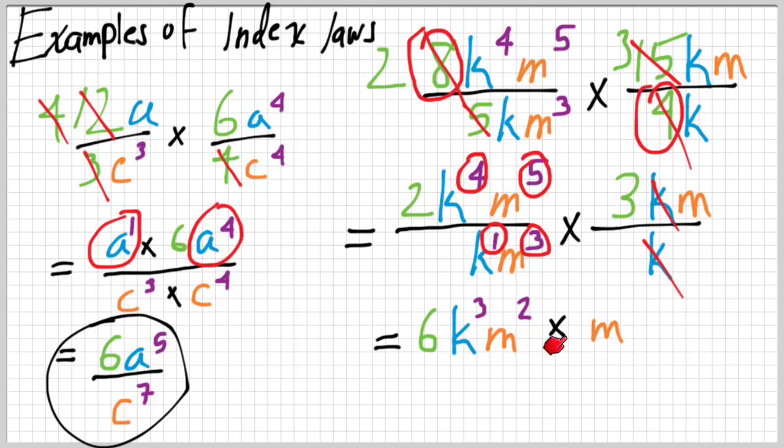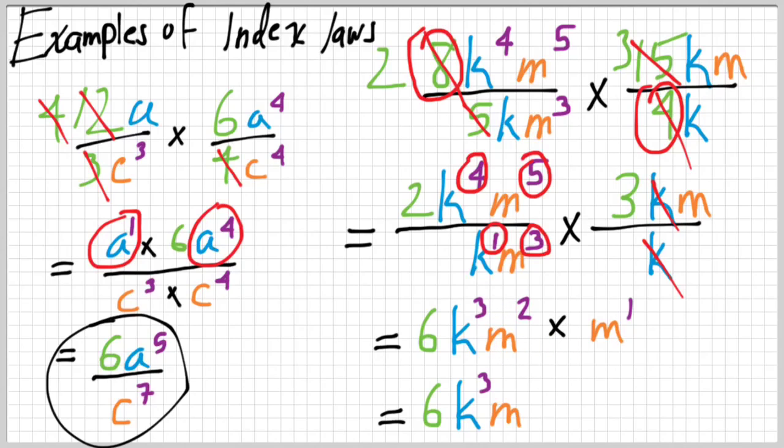Then I have times, and the only thing I've got left over here, because the 3 became part of the 6, is this m. The k's canceled. So that's all I've got left from that second fraction. We're going to combine those in the final step. We've got our 6k cubed, and then we'll have an m, and we need to just combine these. So we'll use index law 1.